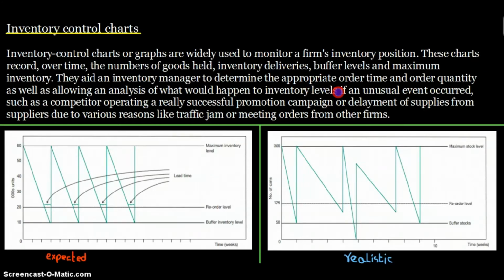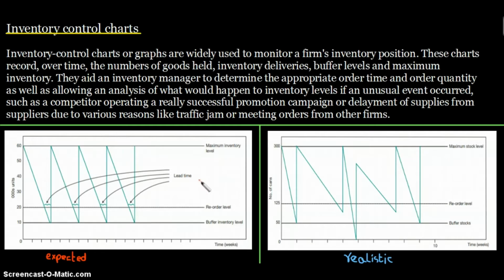So what time should they order and how much quantity should they order, as well as allowing an analysis of what will happen to inventory levels if an unusual event occurred, such as a competitor operating a really successful promotion campaign or delays from suppliers due to various reasons like a traffic jam or meeting orders from other firms. So basically, it helps you to forecast what will happen to your inventory if some other uncertain factors act, due to which your inventory might suddenly drop or might not drop. There might be high levels of inventory or low levels of inventory.